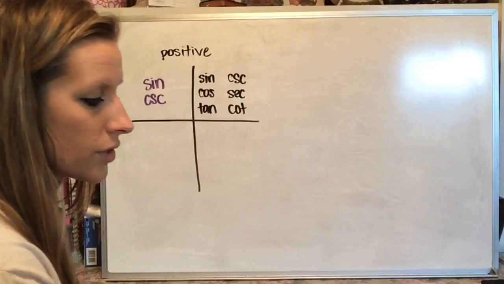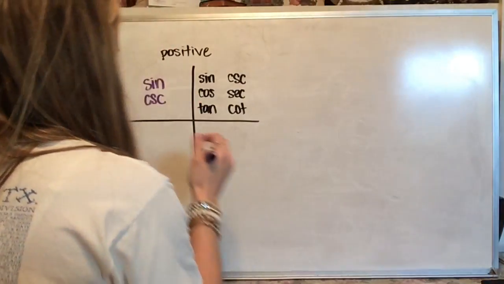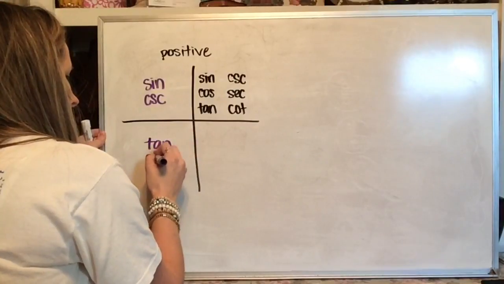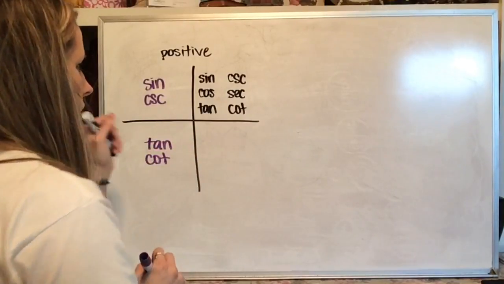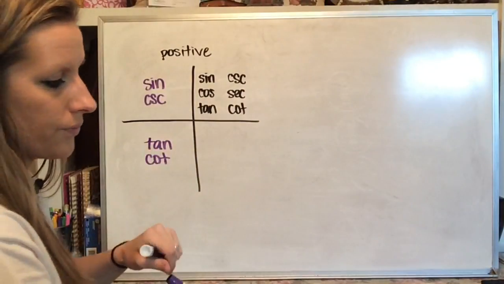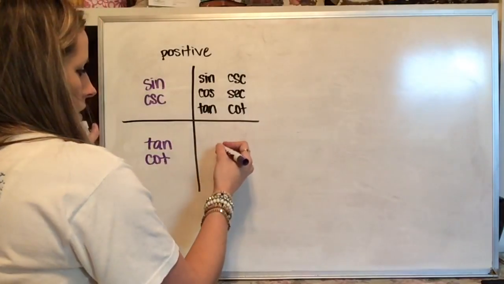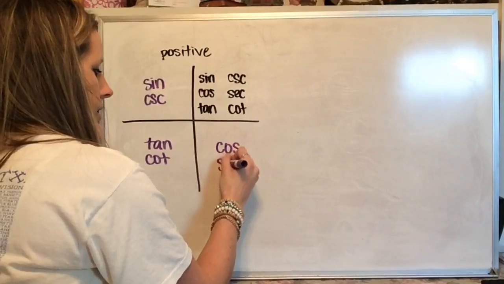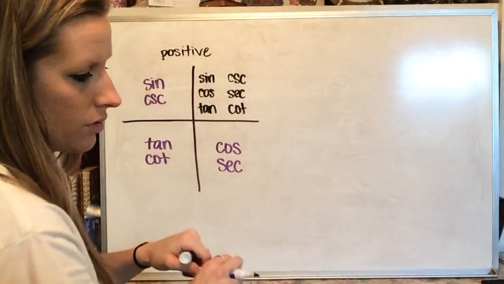Okay, go ahead and look at number 3. Number 3 had a tangent that was positive and cotangent. And then look at number 4. Number 4 had cosine and secant that were positive.